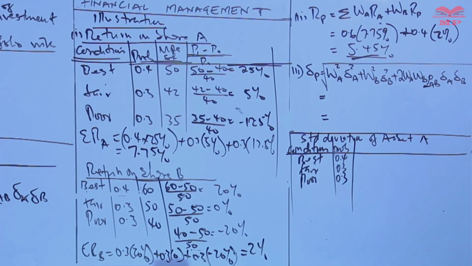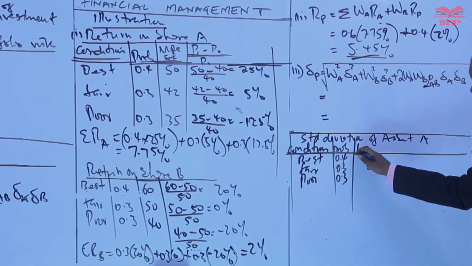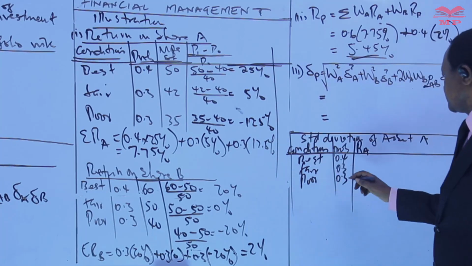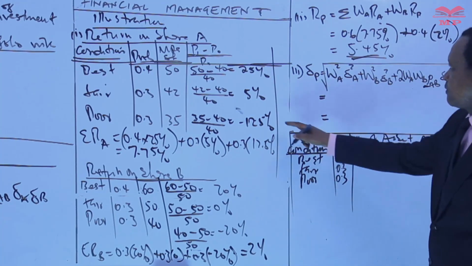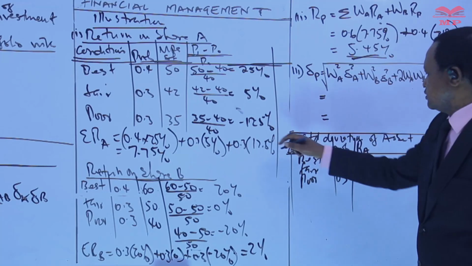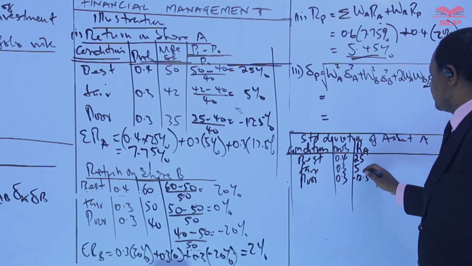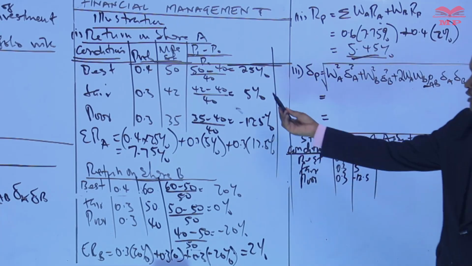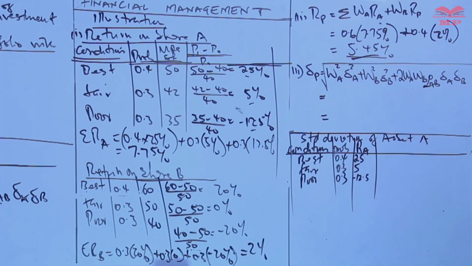The returns, return of asset A. Do you have the return for asset A? Did we calculate the return for asset A? Yes, at best 25%, 5%, negative 12.5%. These are returns at different conditions. Here they are. So that is our third column.